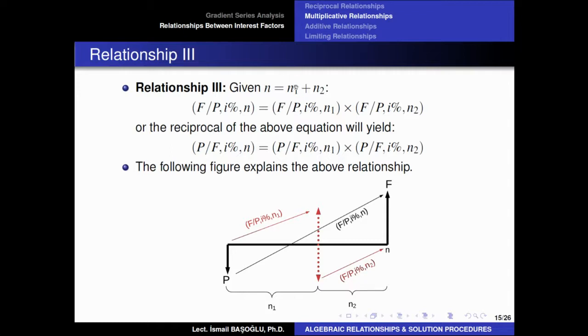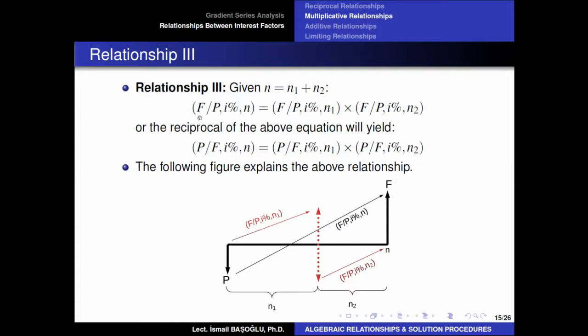First, we have N1 years, then the second N2 years. So, for example, if we have 10 investment years, we can decompose it into 7 plus 3 investment years. Just like that, we have a decomposition of the time horizon into two integer values.